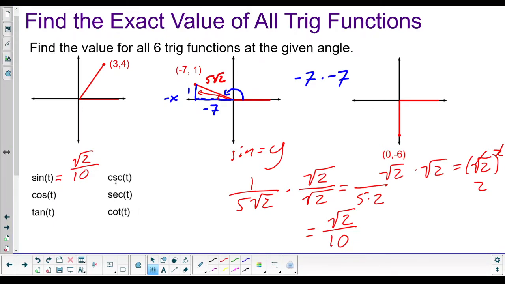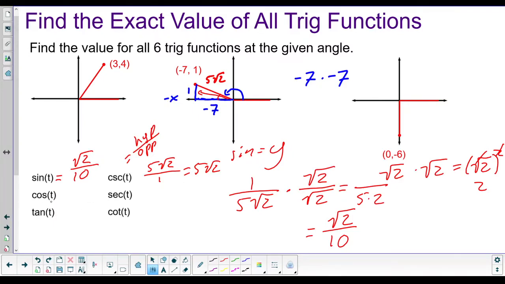Now, if we look at secant, if you try and flip this, you're going to get the same problem you just had. So secant, it's nice to know that secant is hypotenuse over opposite. If we go back to our original triangle here, our hypotenuse is 5 radical 2 over 1. So it's just 5 radical 2. There you go. And that saves you from having to re-rationalize this. Same thing's going to happen with cosine.